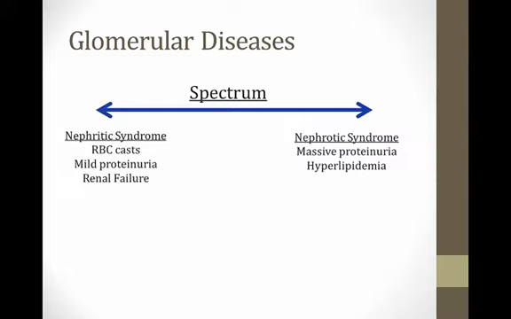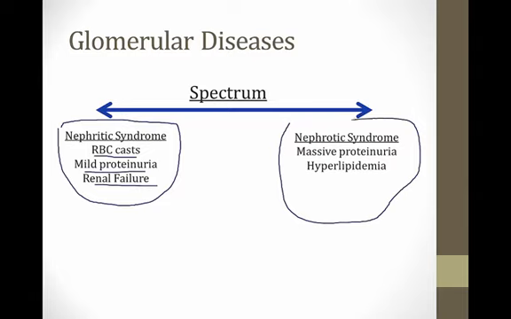So glomerular diseases generally occur along a spectrum. On one end of the spectrum are the nephritic syndromes, and these are glomerular diseases where patients get red blood cell casts in the urine, mild proteinuria, and they develop renal failure. On the other end of the spectrum is the nephrotic syndrome. This is where patients have massive proteinuria and hyperlipidemia. We're going to talk about more of these in detail.